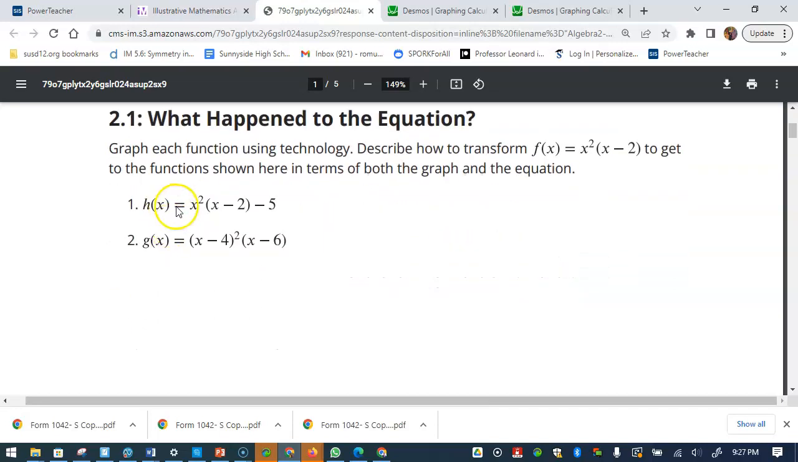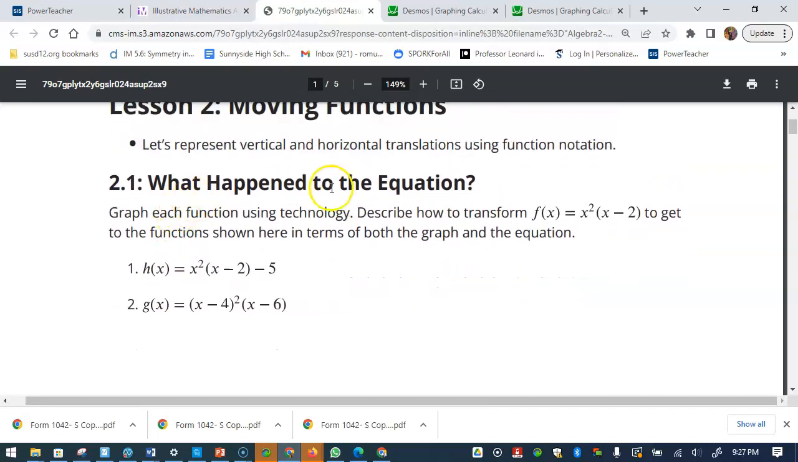First is what happened to the equation. Now I want you to check on this. This part is given to you. This function is given, and they give another two functions, that is h of x and g of x. Remember this function is like a cubic function where you can see the zeros here are x equals 0 and x equals 2.